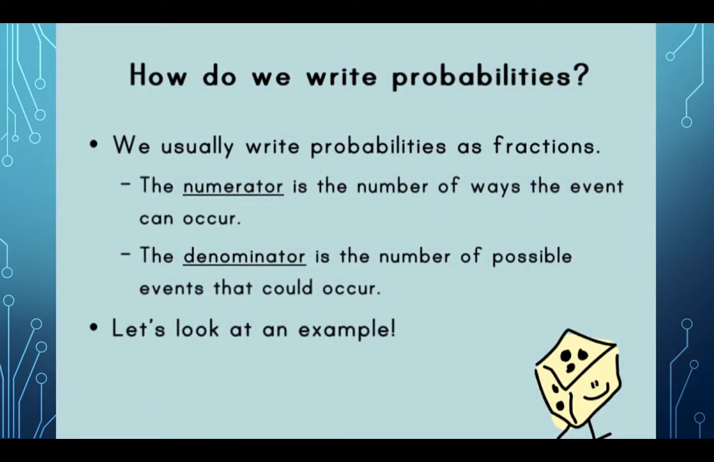How do we write probabilities? We usually write probabilities as a fraction. The numerator is the number of ways the event can occur, and the denominator is the number of possible events that could occur. So let's look at some examples together.